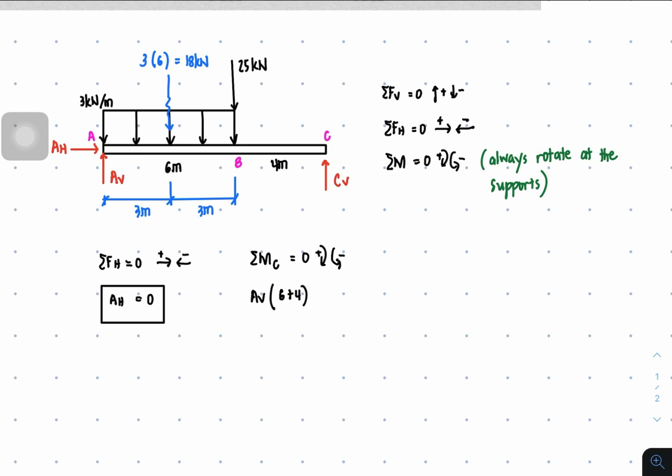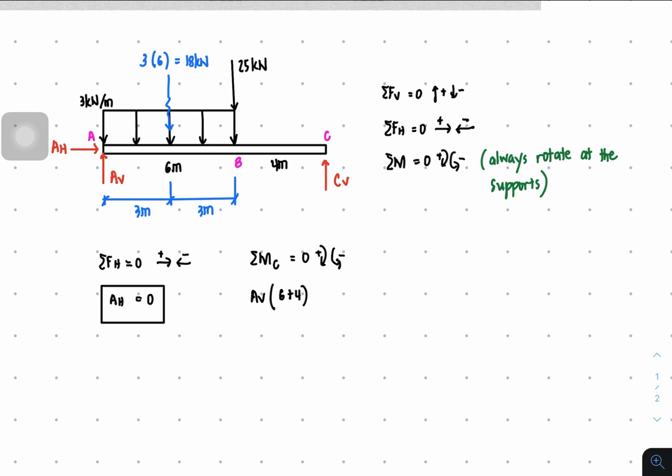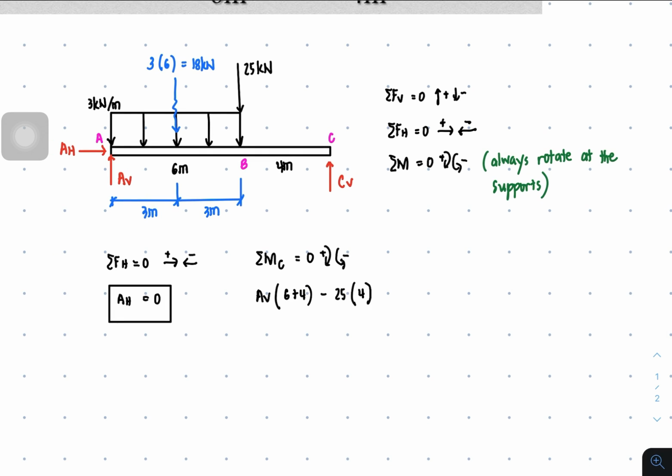Next, we have this 25. The 25 is positioned downward, so it's pushing the beam downward. So the beam will rotate counterclockwise. Therefore, it's negative 25 times the moment arm, which is the distance of point B, where 25 is acting. So point B is the point of application of the 25. Therefore, the distance of point B from point C is 4 meters. So you're right, 4 meters here.